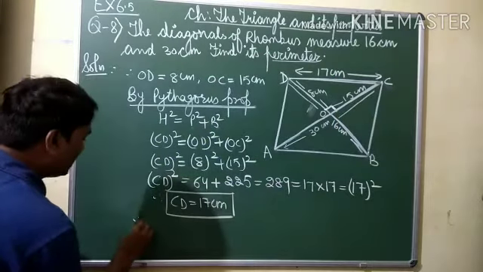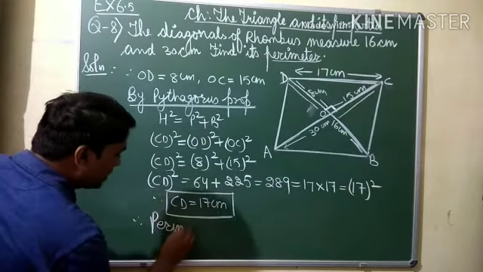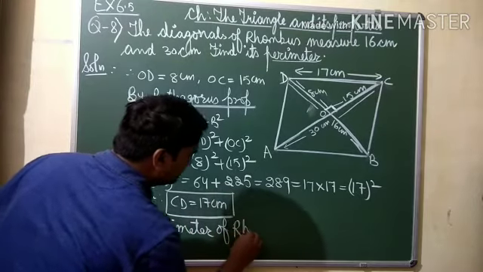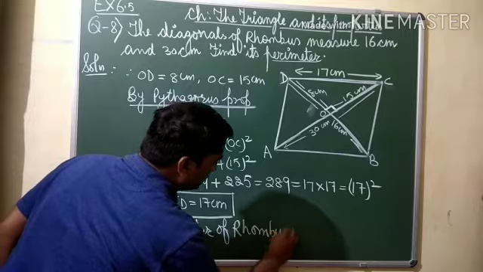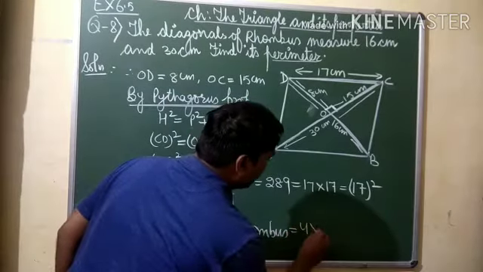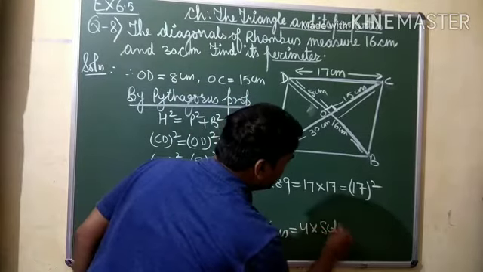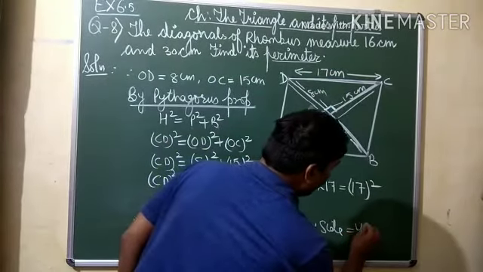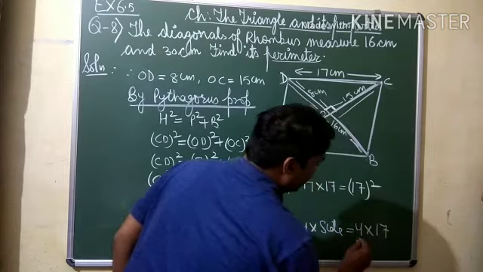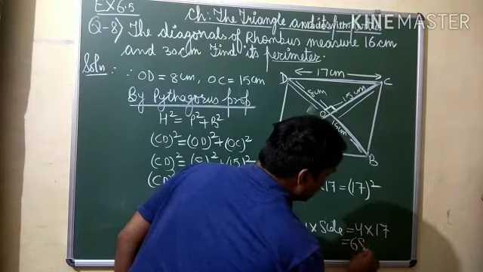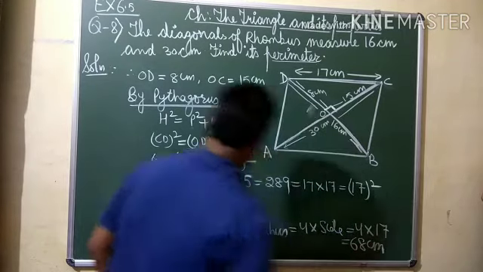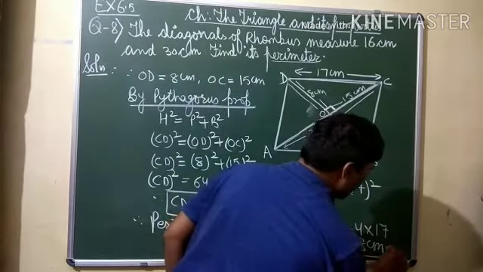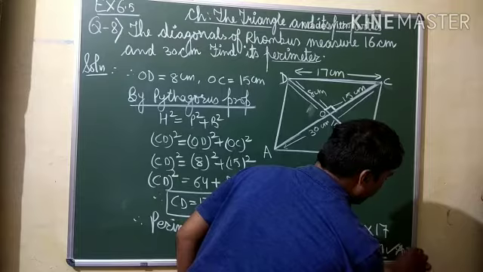Therefore, perimeter of rhombus is equal to 4 multiplied by side and side is equal to 17 centimeter. So it becomes 4 multiply 17 and 4 multiply 17 is equal to 68 centimeter. Hence, perimeter of rhombus is equal to 68 centimeters, which is the required answer.